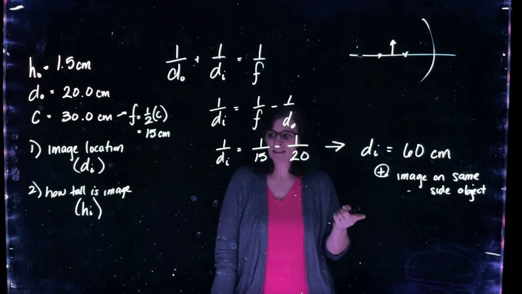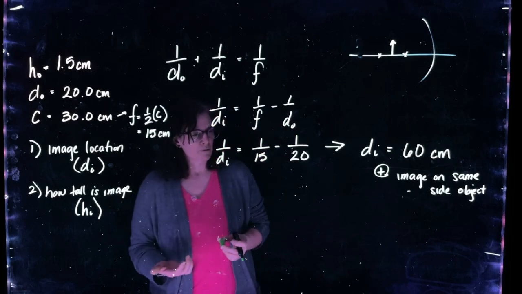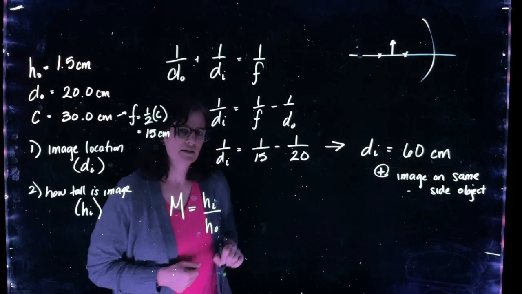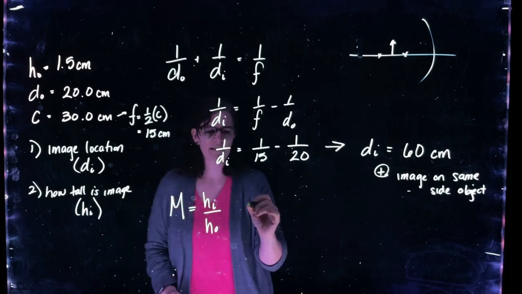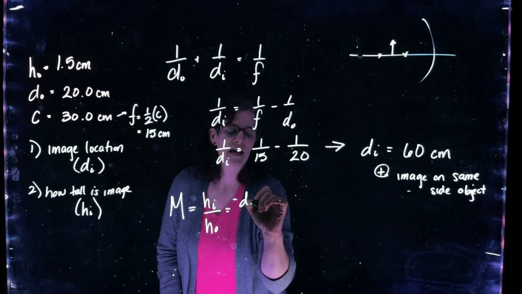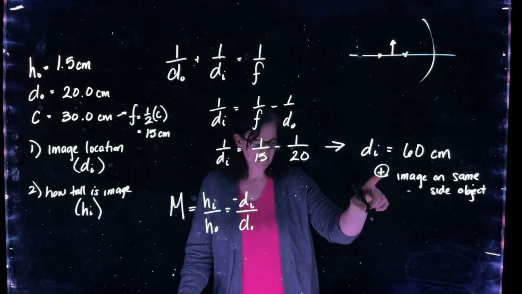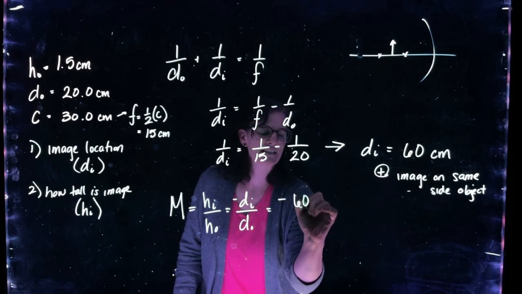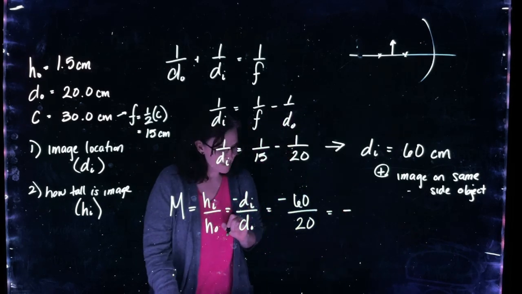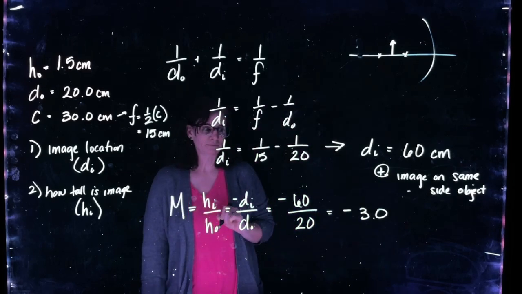All right. The second part of the question says, how tall is this image? That has to do with magnification. Remember, with lenses, our magnification was equal to the height of the image relative to the height of the object. And we found through some geometry, you can look that up in your book, that this is minus the distance of the image relative to the distance of the object. Well, now I have the distance of the image, 60, and the distance of the object, which is 20, and I get a magnification of minus 3.